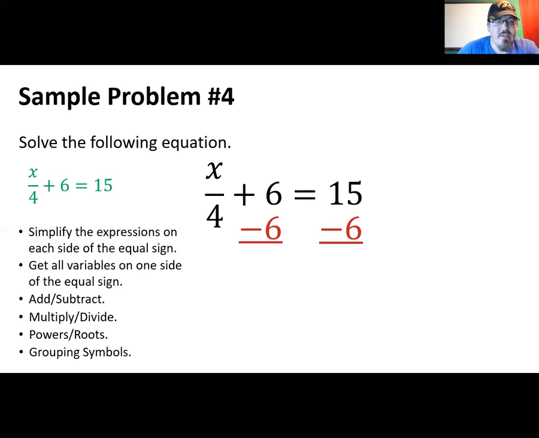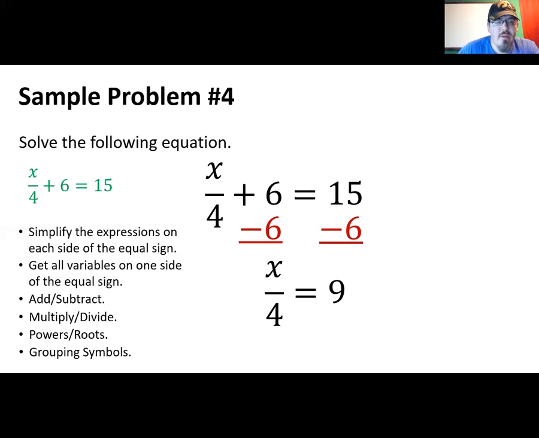So we're going to subtract 6 on the left. Then we're going to do the same thing to both sides. We subtract 6 on the right. 6 minus 6 is 0. So 0 plus the x over 4 leaves us with the x over 4. On the right, 15 minus 6 is 9.